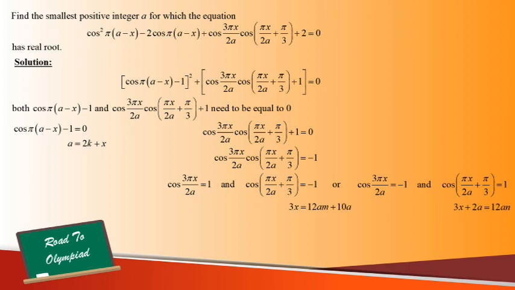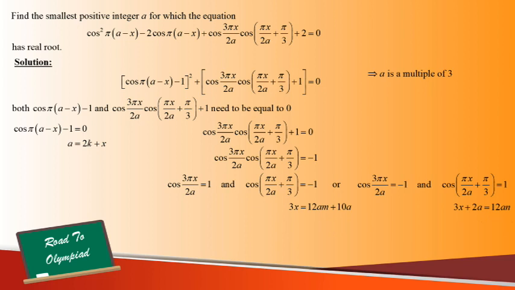To explain, for the first case, we can rearrange the equation and get 10a = 12am − 3x, which can be written as 3 times (4am − x). This tells us 10a is a multiple of 3, but 10 is not a multiple of 3, therefore it must be the case that a is a multiple of 3. Similarly, for the second case, we can rewrite the equation as 2a = 12an − 3x, or 3 times (4an − x). Again, 2a is a multiple of 3, which implies that a is a multiple of 3. So, for both cases, we have a is a multiple of 3.